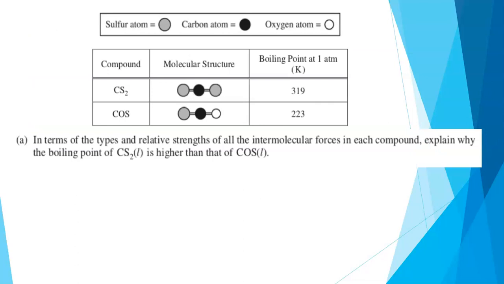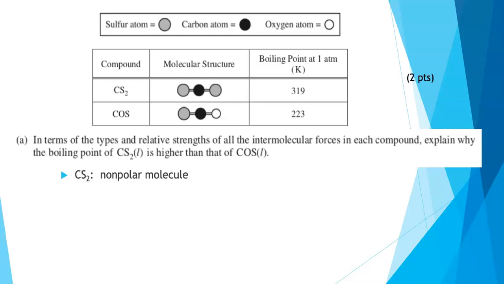In terms of the types and relative strengths of all the intermolecular forces in each compound, explain why the boiling point of carbon disulfide, which is a liquid, is higher than that of COS. Okay, so here's what we need to do. We need to look at the molecular structures. We're given a depiction of the formula and their boiling points. And it was scored out of 2 points.